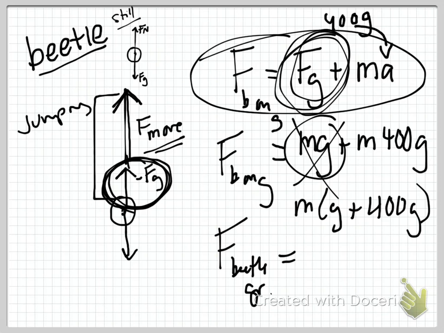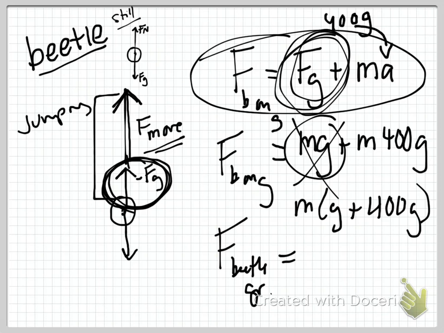The force that the ground is exerting up over the air makes it leap. I think it's the same amount of force. You take the mass of the beetle and multiply it by 400, or not the mass of the beetle, 400 g. What is 400 g about? That's its acceleration. So what they're saying, if you look back here, the force of the beetle is the force of gravity that it has to exert over gravity, plus the mass times the acceleration.